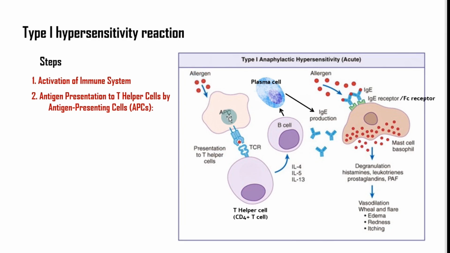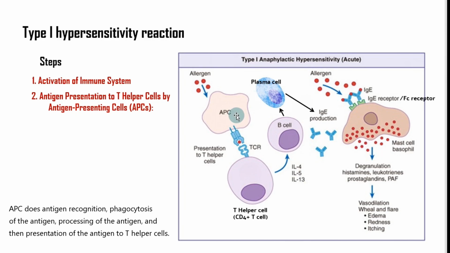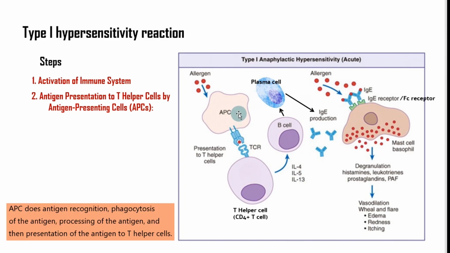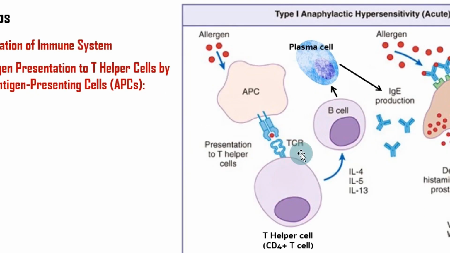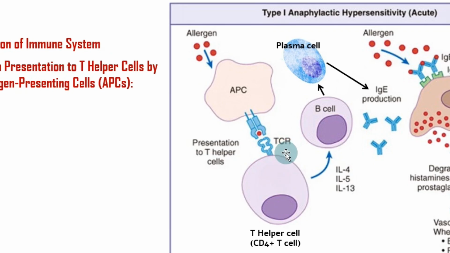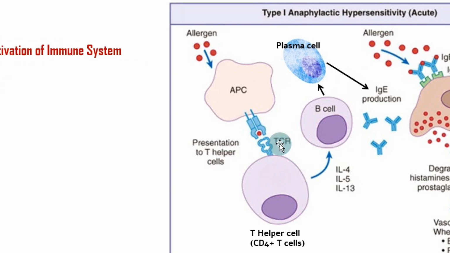So once the allergen is captured by the APC, it processes the antigen into smaller peptide fragments. This process involves the breaking down of the antigen into smaller pieces that can be recognized by the T cells in the next step. Now, what is this TCR? A TCR is a T cell receptor. It is a protein complex found on the surface of the T cell. The TCR is responsible for recognizing specific antigens presented by the antigen-presenting cells, or APCs, and initiates the immune response.